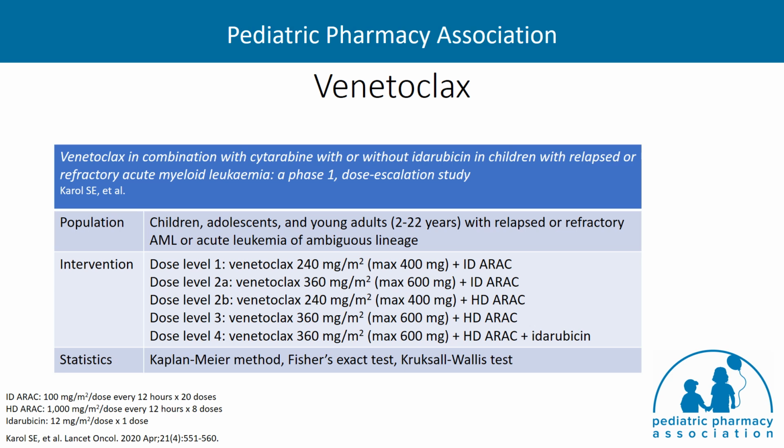You'll see within the intervention portion of this chart a steady increase in venetoclax dosing from 240 milligram per meter squared up to 360 milligram per meter squared, and then the incorporation of intermediate dose cytarabine escalated to high dose cytarabine, and then finally for dose level 4, the addition of idarubicin.